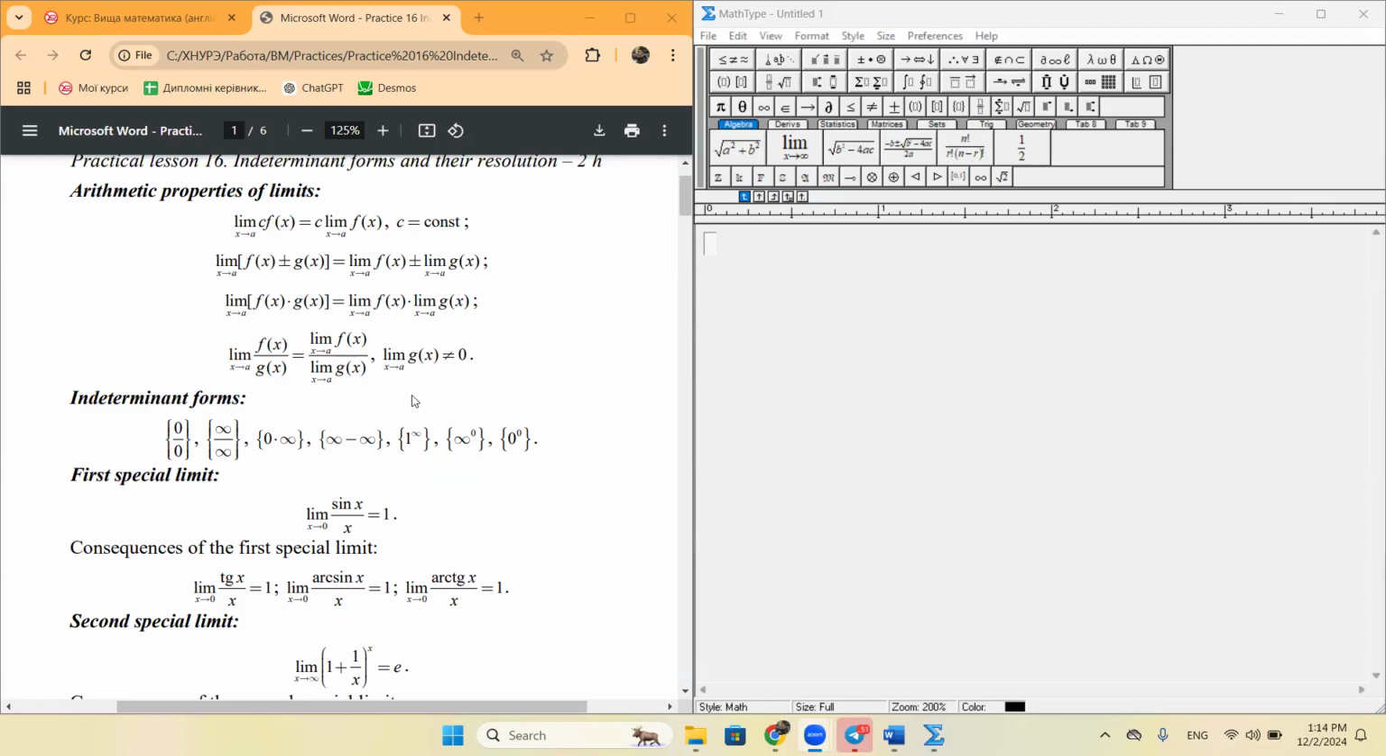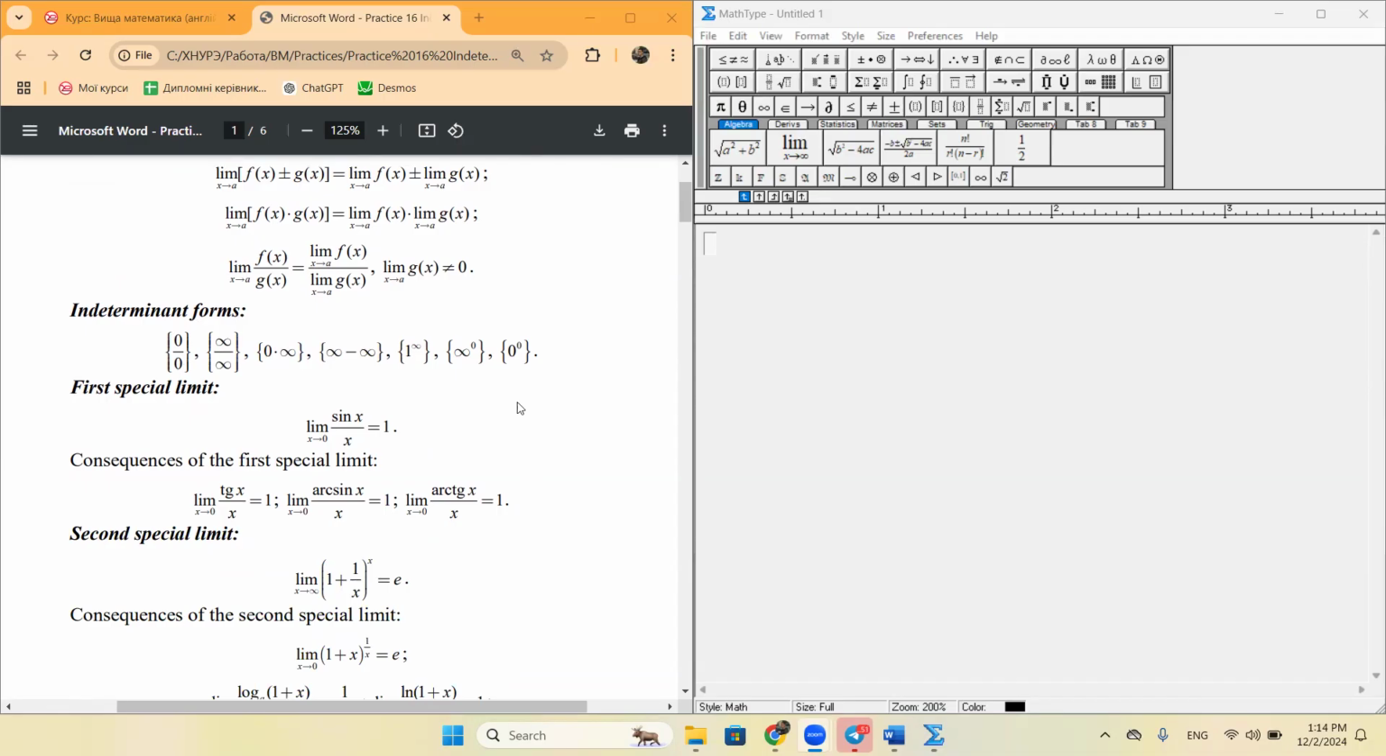When calculating limits, we often face some indeterminate forms, expressions that we don't know how to calculate. Their values are: 0 by 0, infinity divided by infinity, 0 multiplied by infinity, infinity minus infinity, 1 in power of infinity, infinity in power of 0, and 0 in power of 0.